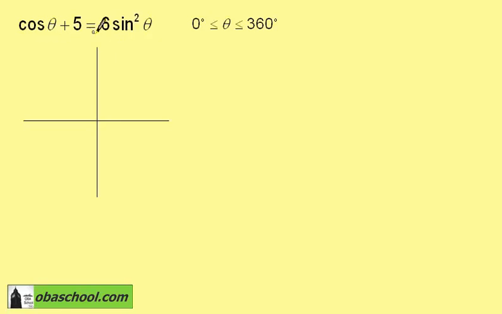We want to solve the trigonometric equation cos theta plus 5 is 6 sine squared theta for values of theta between 0 and 360 degrees. Start with our equation: cos theta plus 5 is 6 sine squared theta.